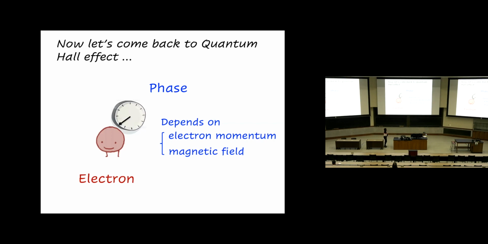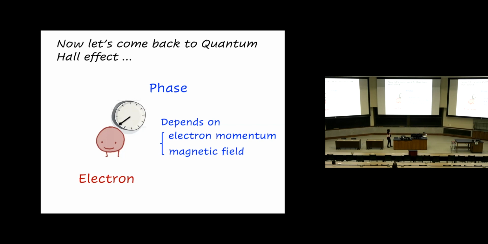Now how is that related to quantum Hall at all? So let's come back to the quantum Hall effect. Now it's not just people who can carry clocks. Electrons can carry clocks too. This clock is called a phase. And what I'm going to tell you about this phase is just that where it points to depends on the electron's momentum, and also whether there is a magnetic field in the environment. So this clock, where it points to depends on these two things for our purpose.